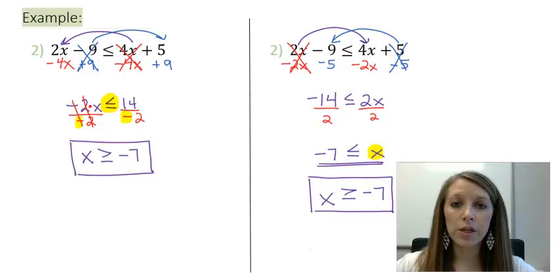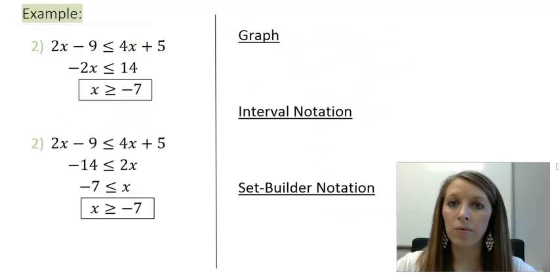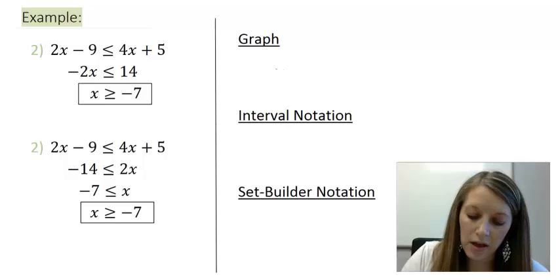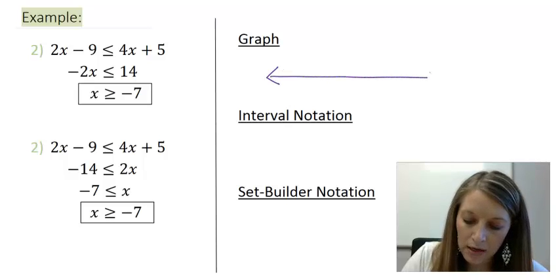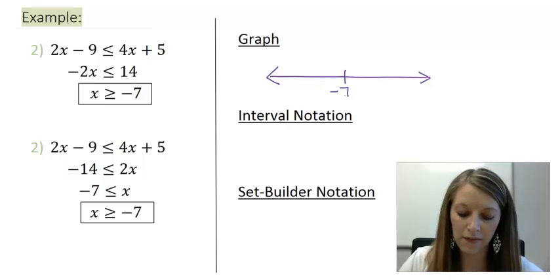Now, it doesn't matter which route we take here, we still will have to answer these problems in any of the notations that your homework will ask for. So let's work through all of the notations. To graph it, let me start with my number line. I only put the number in question, negative 7.